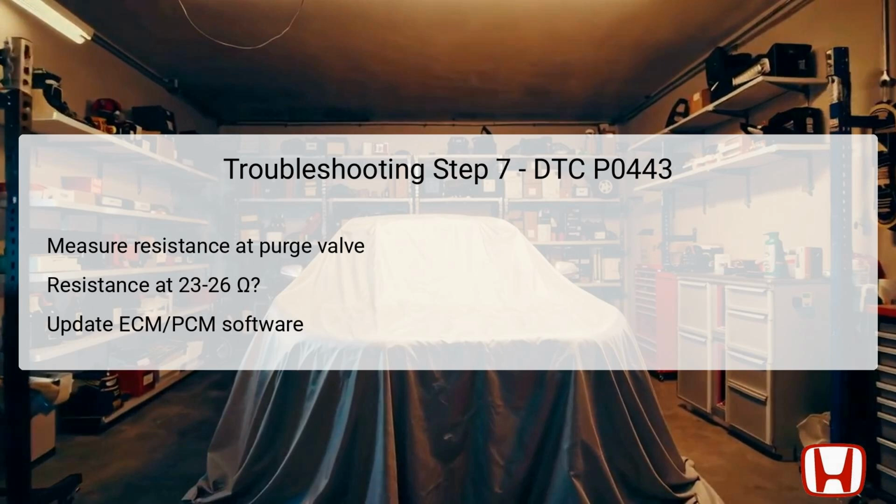Measure the resistance between the two designated points on the purge valve connector. You want to see a reading of approximately 23 to 26 ohms at room temperature, which indicates that the valve is functioning properly. If the resistance falls within this range, it is advisable to check for the latest software updates for the ECM/PCM or replace it with a known good unit if it is not updated. If the resistance reading is outside this specified range, the next course of action would be to replace the EVAP Canister Purge valve to resolve the issue.